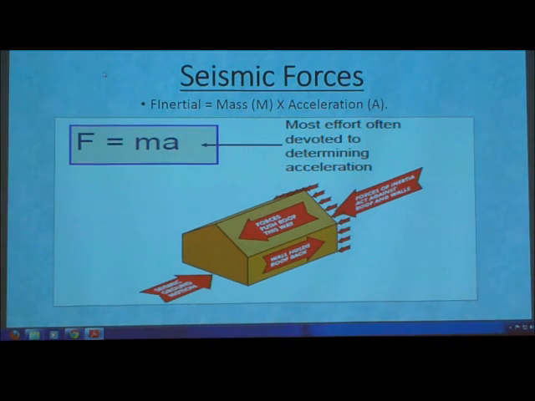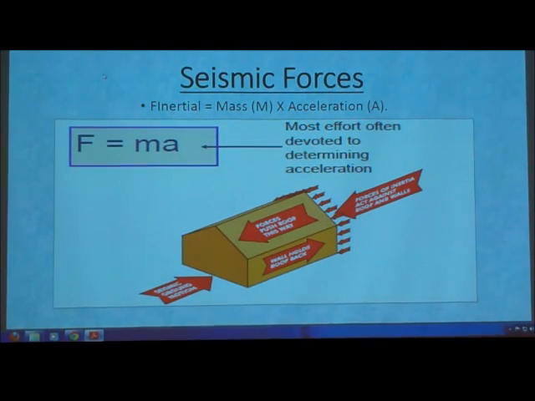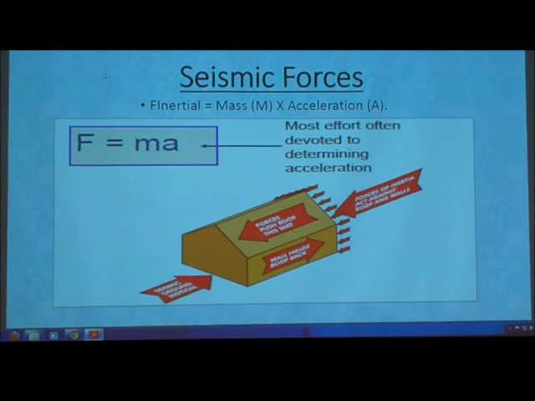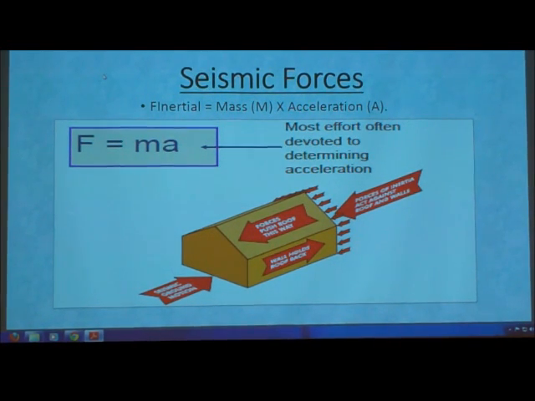Seismic forces. The seismic force is determined from Newton's second law, F equals ma, where F is your inertia force, and then you have your mass and your acceleration. Objects that have a greater mass are going to have a greater inertia force. That creates a problem because it means you have greater lateral forces that can more likely cause your columns or your beams to fail. Because of this formula, lightweight construction is generally going to be preferred in highly seismic areas.